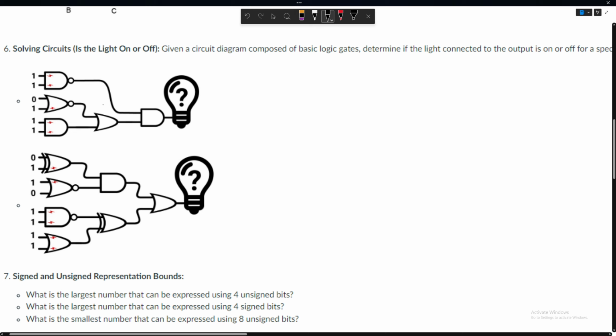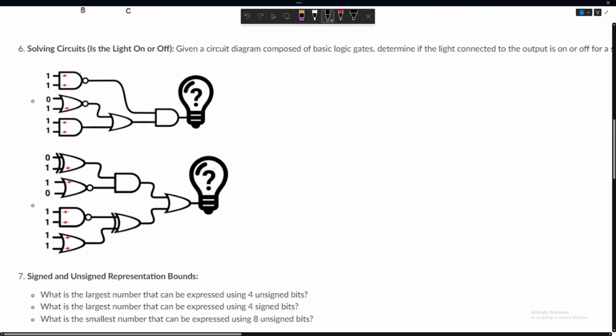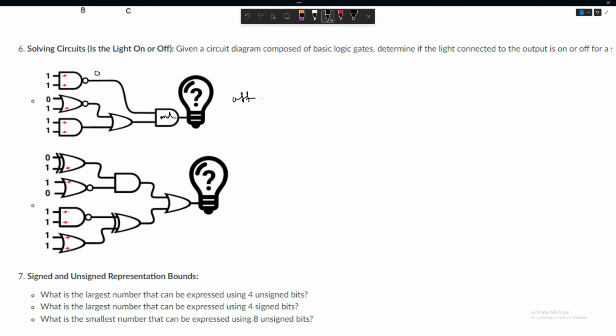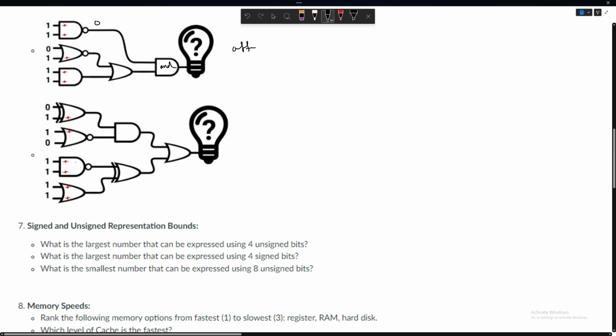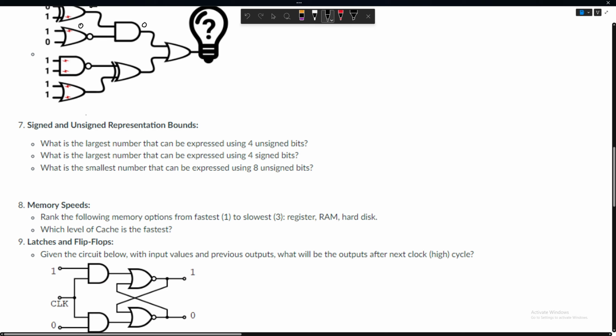Okay. Given a circuit composed of basic logic gates, determine if the light connected to the output is on or off. Well, this is a NOT, so here you'll get a 0. And since this is an AND, this is off. Here, what do we have? We have an OR, so either one of them has to be true. This is an XOR, and an XOR is only true when it's either one or the other. And so this would give you 1, and this would give you the opposite of OR. And so if it's 1, 0, then this would give you true for OR, therefore false for XOR. This will be 0.